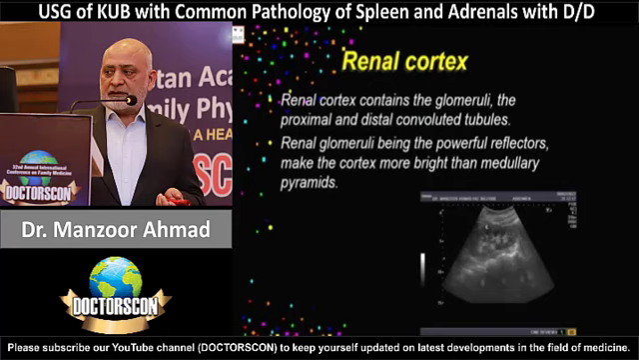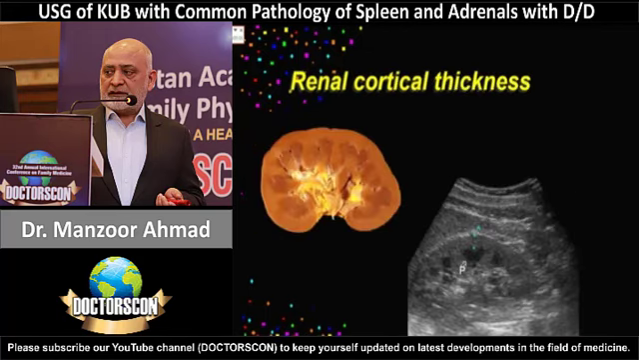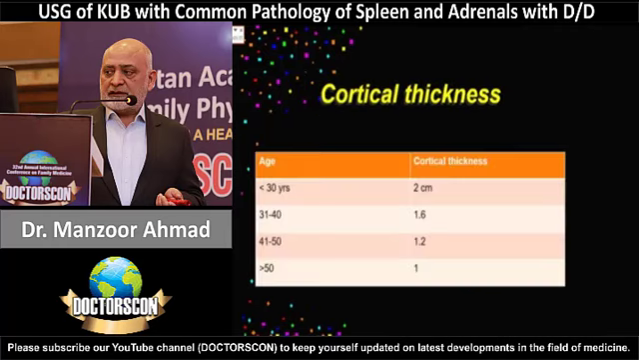Renal cortex is between the capsule and the pyramids, and that constitutes the glomeruli, the powerful reflectors that appear bright. Cortical thickness we measure from the capsule to the base of the triangular shaped pyramids, and thickness is important, and it is variable at various ages. With advancing age it decreases. Below 30 years it is 2 centimeters, and as age advances above 50 it becomes 1 centimeter in thickness.